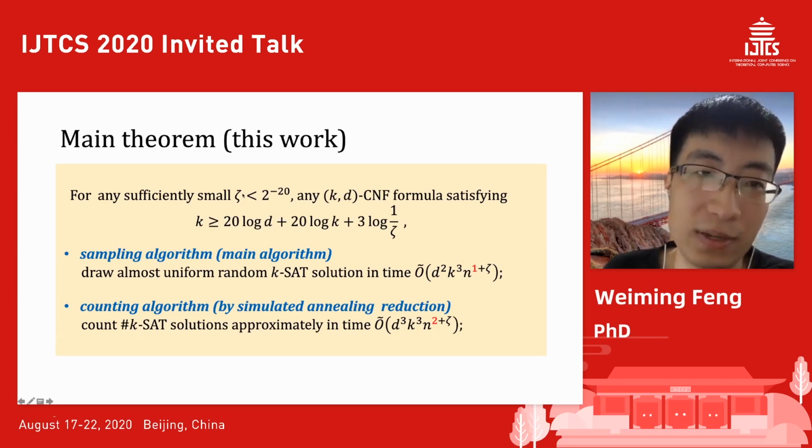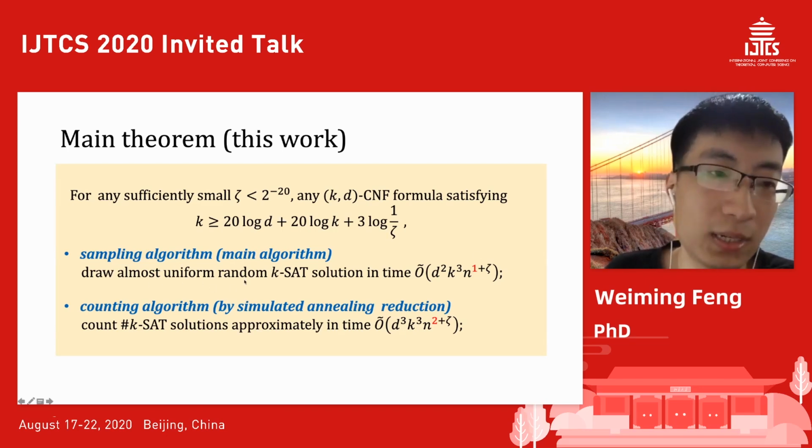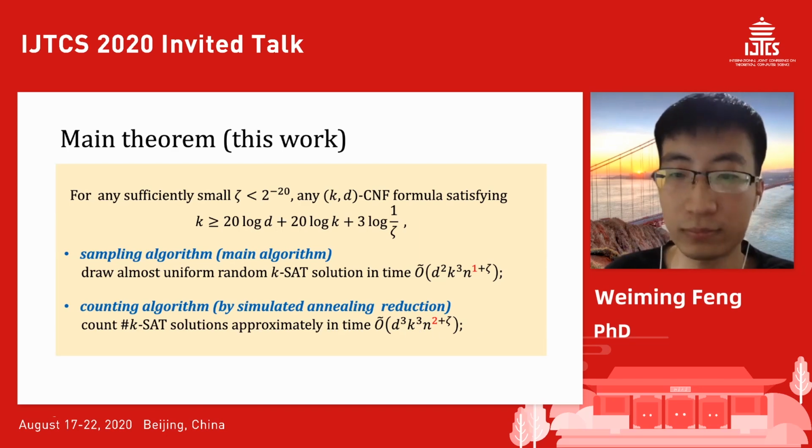If the parameter zeta becomes smaller, the gap between k and 20 log d plus 20 log k plus 3 log 1 over zeta would become larger, and this condition becomes less confined, and our algorithm becomes faster. The running time of the sampling algorithm would approach linear, and the running time of the counting algorithm would approach quadratic.